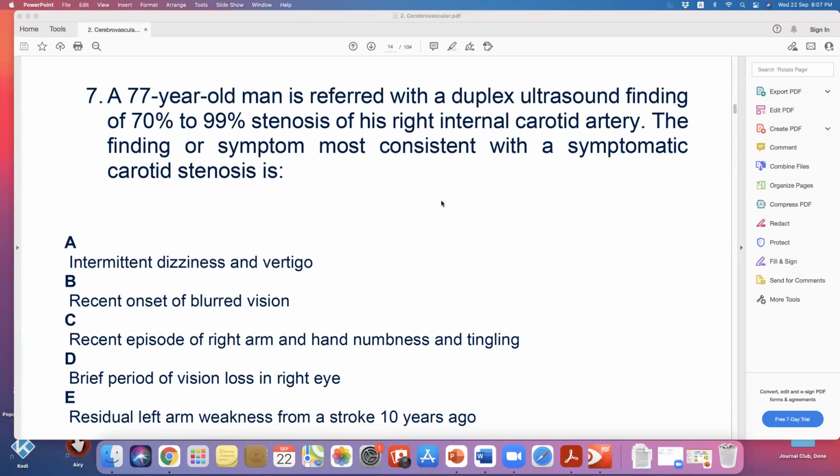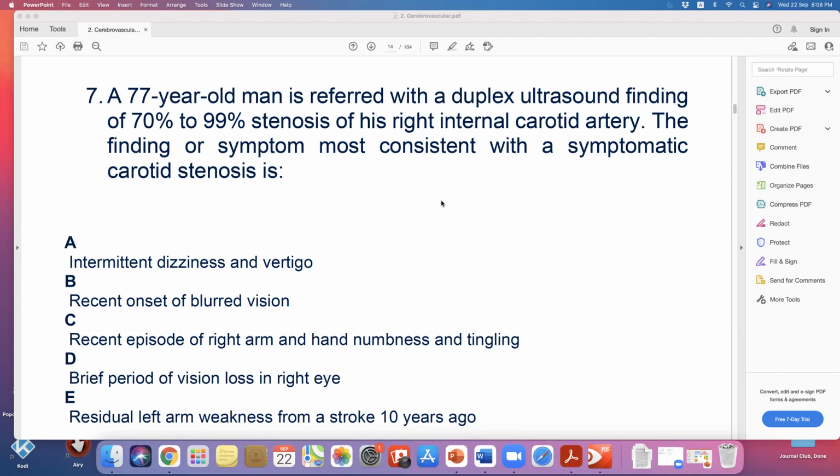A 77-year-old man is referred with duplex ultrasound finding 70 to 99% stenosis of his right internal carotid artery. The findings or symptoms most consistent with symptomatic carotid stenosis are intermittent dizziness and vertigo, recent onset of blurred vision, recent episode. Sorry, stop. We have to learn, not just solve the question. I want to read it all first. It's simple.